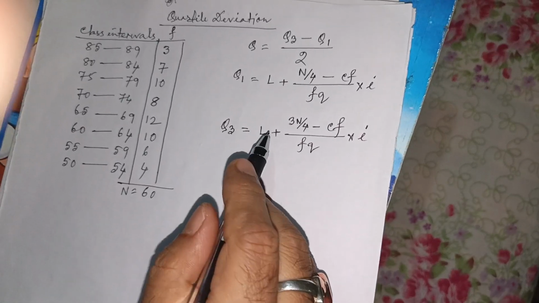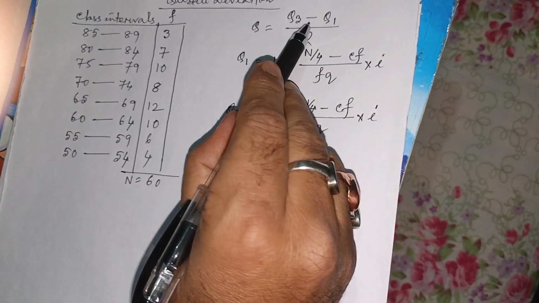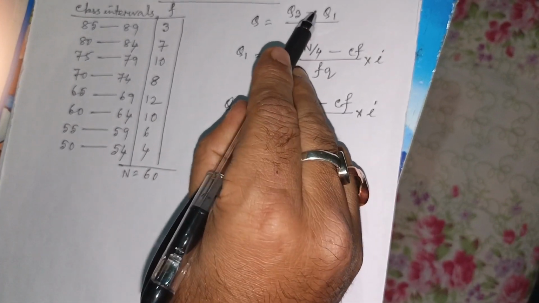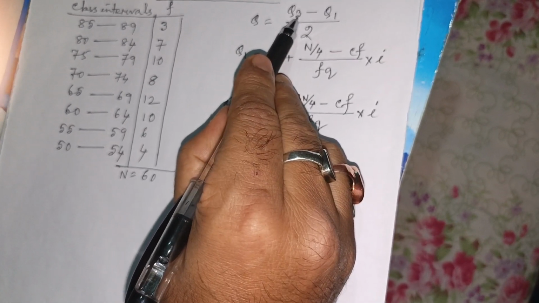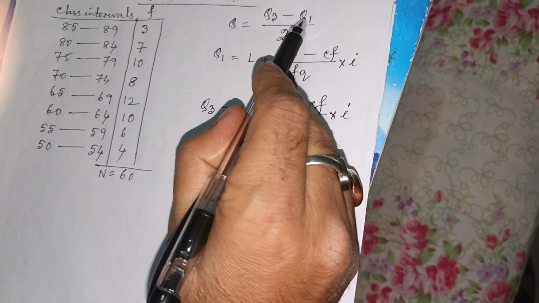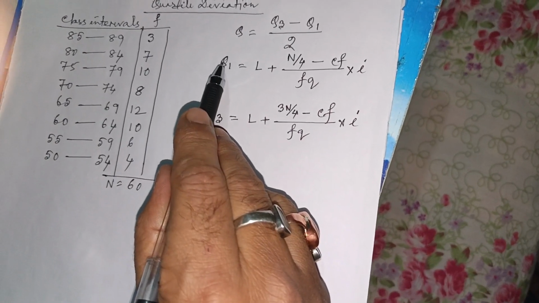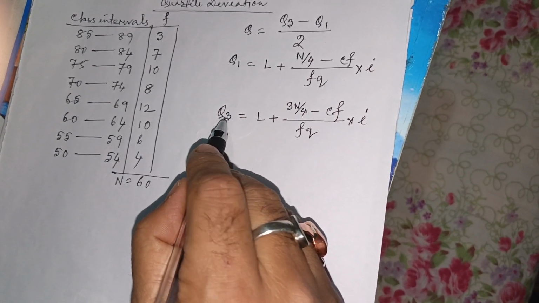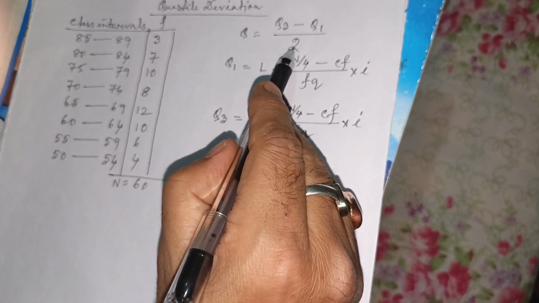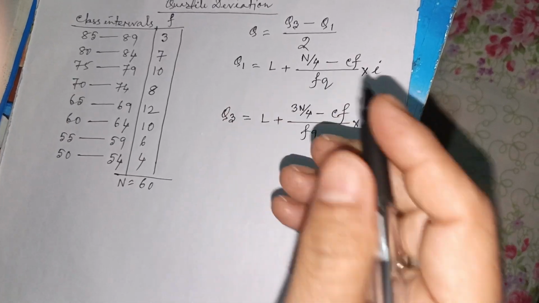So these are the three formulas you are to apply to calculate quartile deviation. Q equal to Q3 minus Q1 divided by 2, this is the main formula. So you have to calculate Q3 also, this is the formula of Q3, minus Q1, this is the formula of Q1. So after finding out the first quartile, that is Q1, as well as the third quartile, that is Q3, then you have to put them in the main formula and divide by 2, then you will get quartile deviation. So these are the three formulas you have to apply.